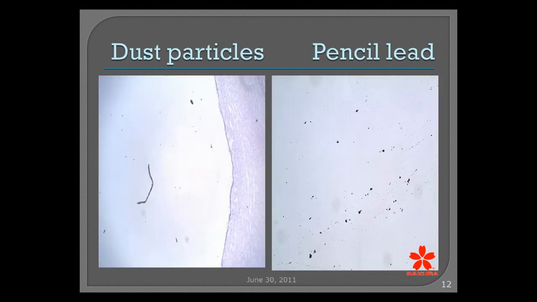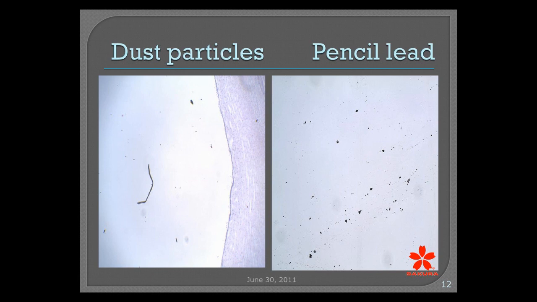Here are examples of dust particles. On the left-hand side is a dusty slide, and you can see the long kind of stringy dust particles there. It's easy to tell the difference between dust particles and pencil lead if you just take a lens paper and wipe off the top of your cover slip. If it disappears, guess what? It is dust particle.